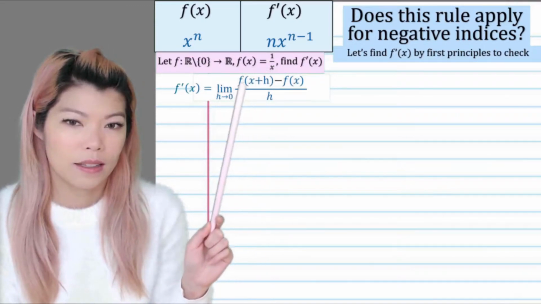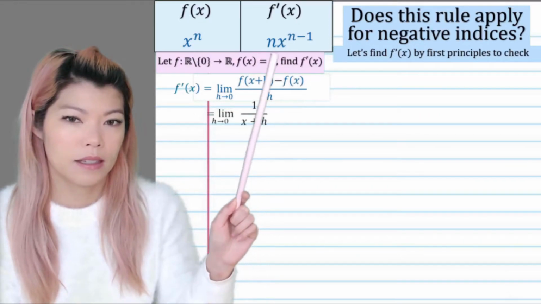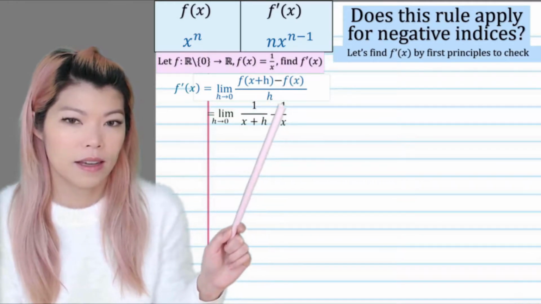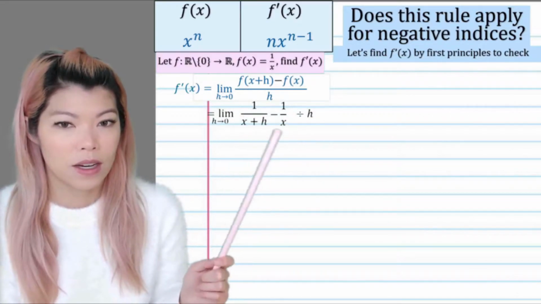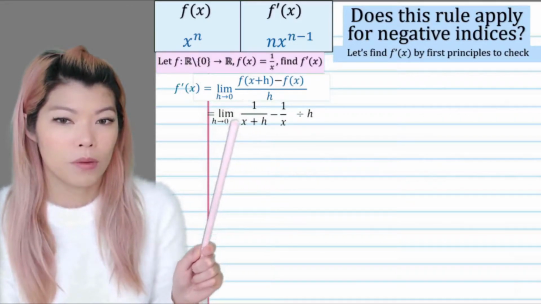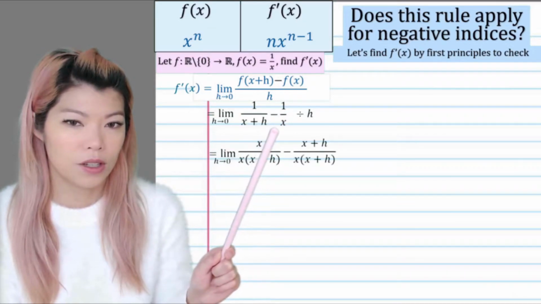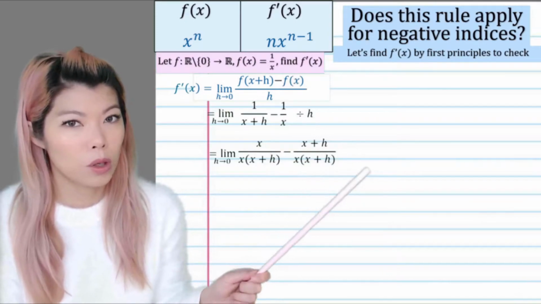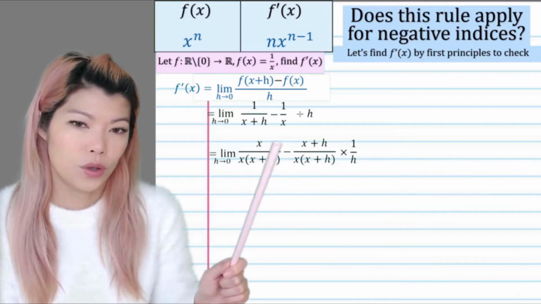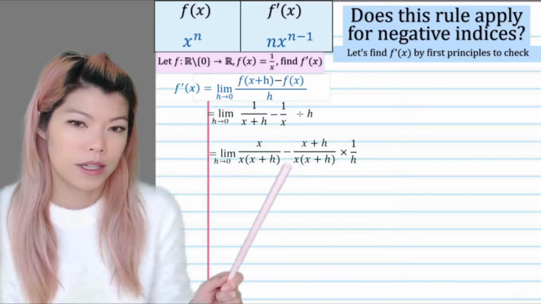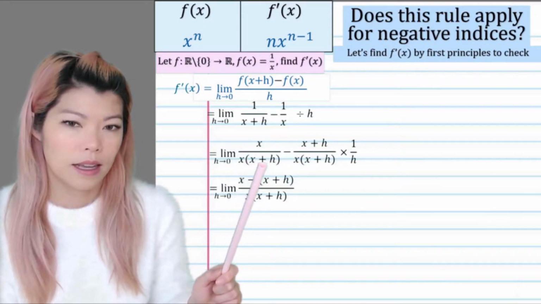So 1 over x for x plus h would be 1 over x plus h, and then minus f of x, which is just 1 over x, dividing by h. This is fractions, so we have to find a common denominator. We do that by multiplying the left by x and multiplying the right by x plus h. Dividing by h means multiplying by 1 over h. So now we can join this together because they have a common denominator. So x minus all of that over x plus h.